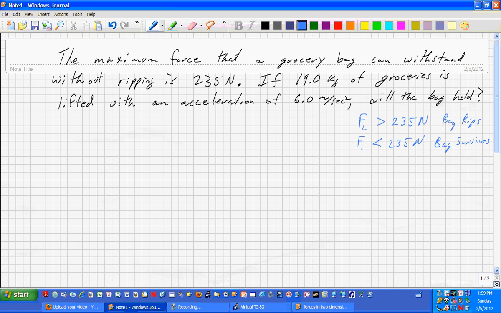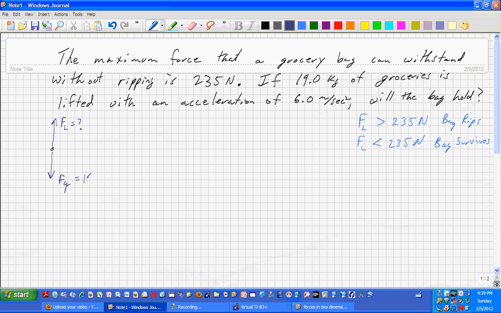So here we go. We're going to, obviously, start with our force diagram. So I've got the bag, and there are two forces acting on the bag. There's the force of weight, and there's the force of the lift, lifting the bag. We are looking for the force of lift, so put a question mark there.